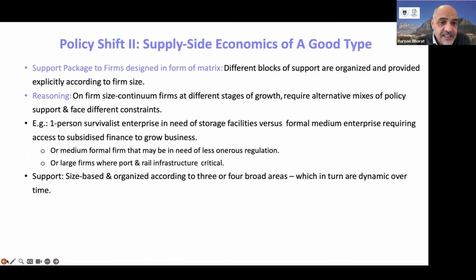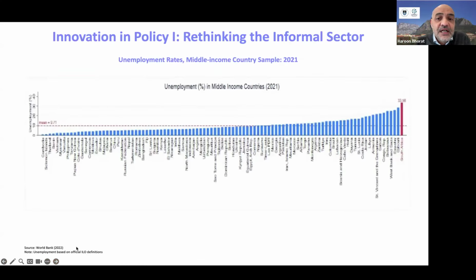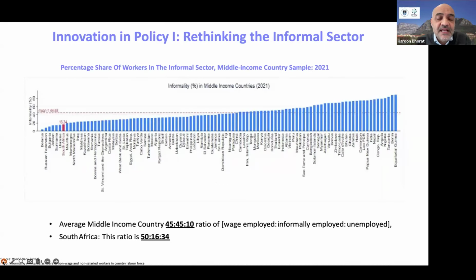When you look at South Africa's unemployment rate, sorry, these slides are the wrong way around, we're the highest in the sample here. So that's the number we always see and we say, oh my word, we need more employment growth. We've got to look at a way to create more jobs and so on. Yes, that's true. But here's the data point that's never shared together with this unemployment number. If you look at the share of workers in the informal sector, in the same sample, South Africa's right at the bottom.